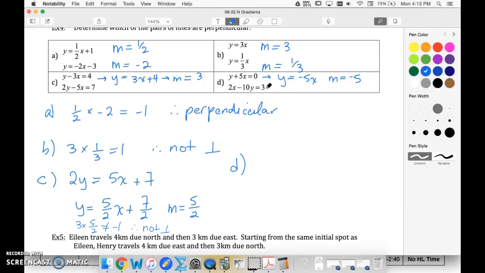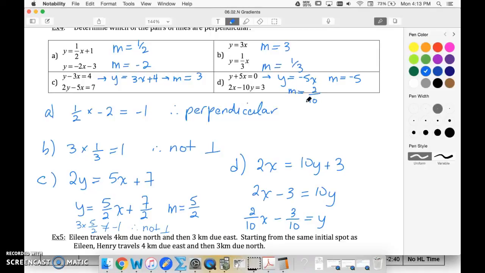Let's add my 10y to the other side. 2x equals 10y plus 3. I'm going to subtract 3. 2x minus 3 equals 10y. I'm going to divide everything by 10. 2 divided by 10 x minus 3 divided by 10 equals y. So this has a slope that's 2 divided by 10.